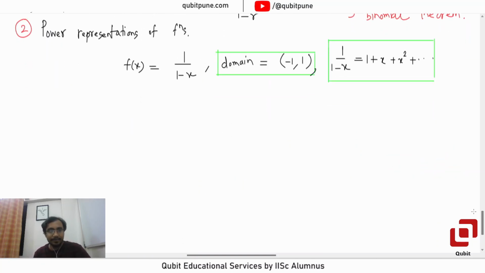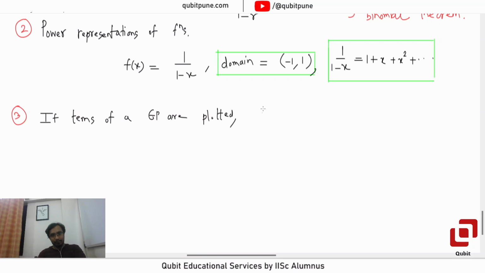Second thing is that if we plot the terms of a GP, that is n comma Tn, which curve will we get? Any idea? Will we get an exponential curve? Yes.